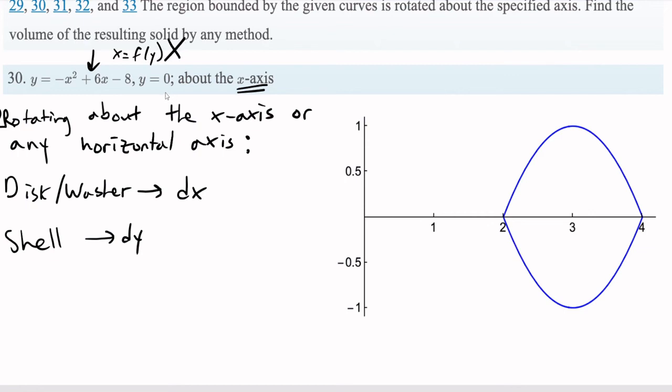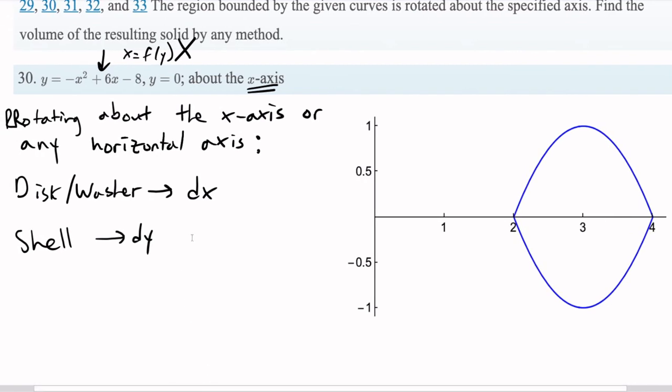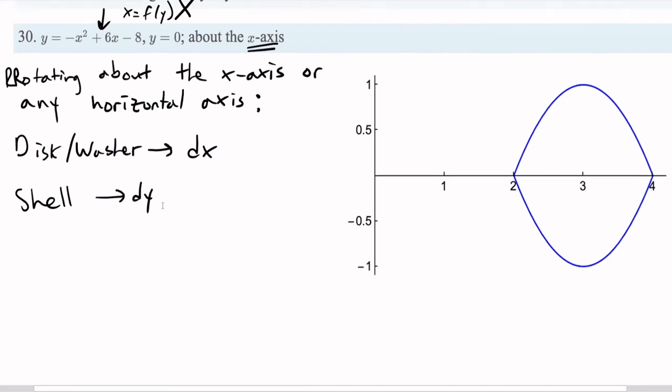No way. Get that out of here. So then I would really like to do whatever method lets me keep things in terms of x, which is, ding, ding, ding, the disk washer method. So I'm very quickly kind of saying to myself, you know what? I'm just not messing around with this. Let's do disk washer.